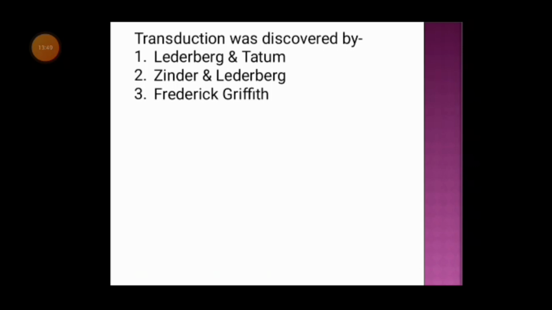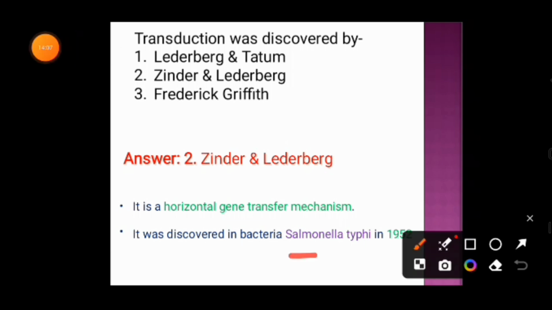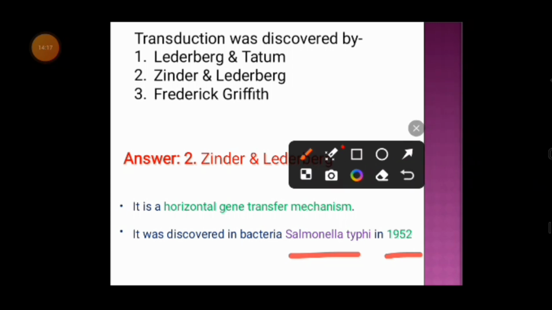Next question. Transduction was discovered by option 1, Lederberg and Tatum, option 2, Zinder and Lederberg, option 3, Frederick Griffith. And the correct answer is option 2, Zinder and Lederberg. Transduction is a horizontal gene transfer mechanism. It was discovered in the bacterium Salmonella typhi in 1952. So if the question comes, transduction was discovered in which bacteria, then the answer will be Salmonella typhi.